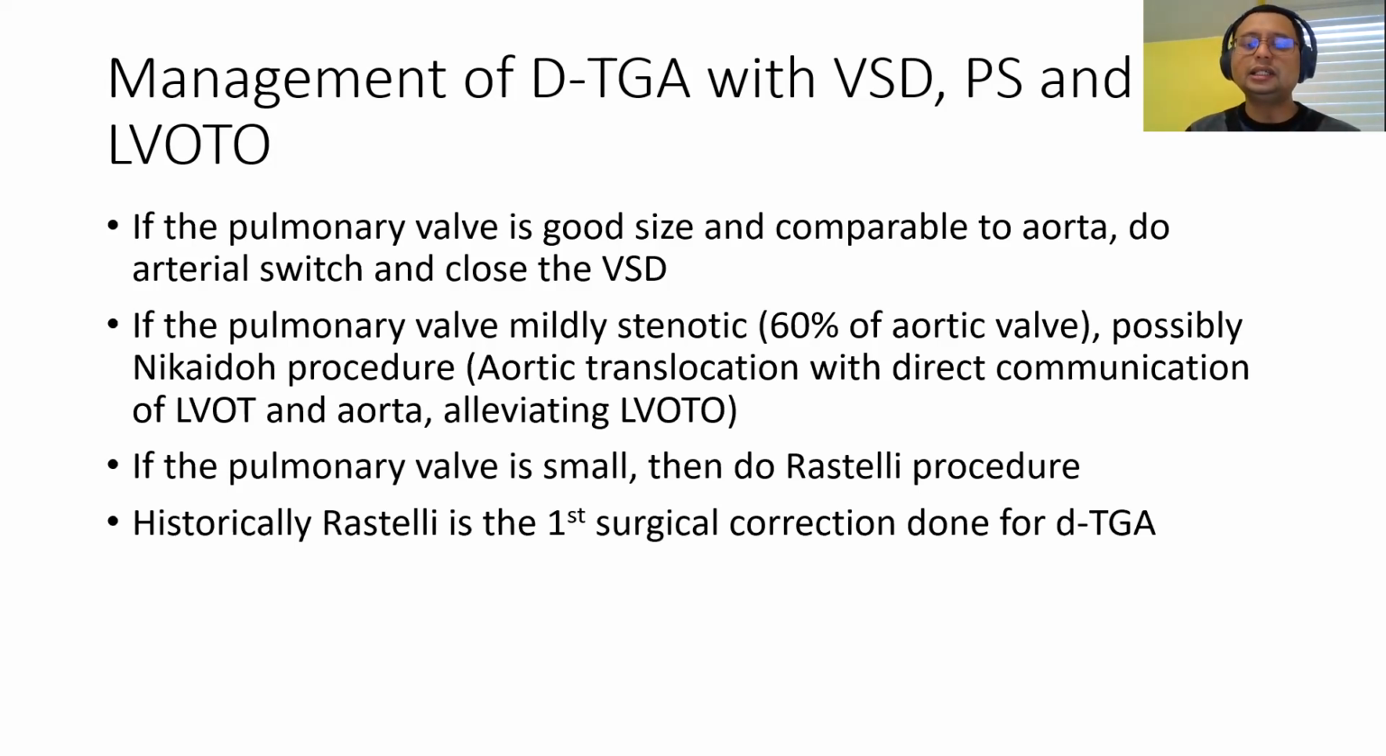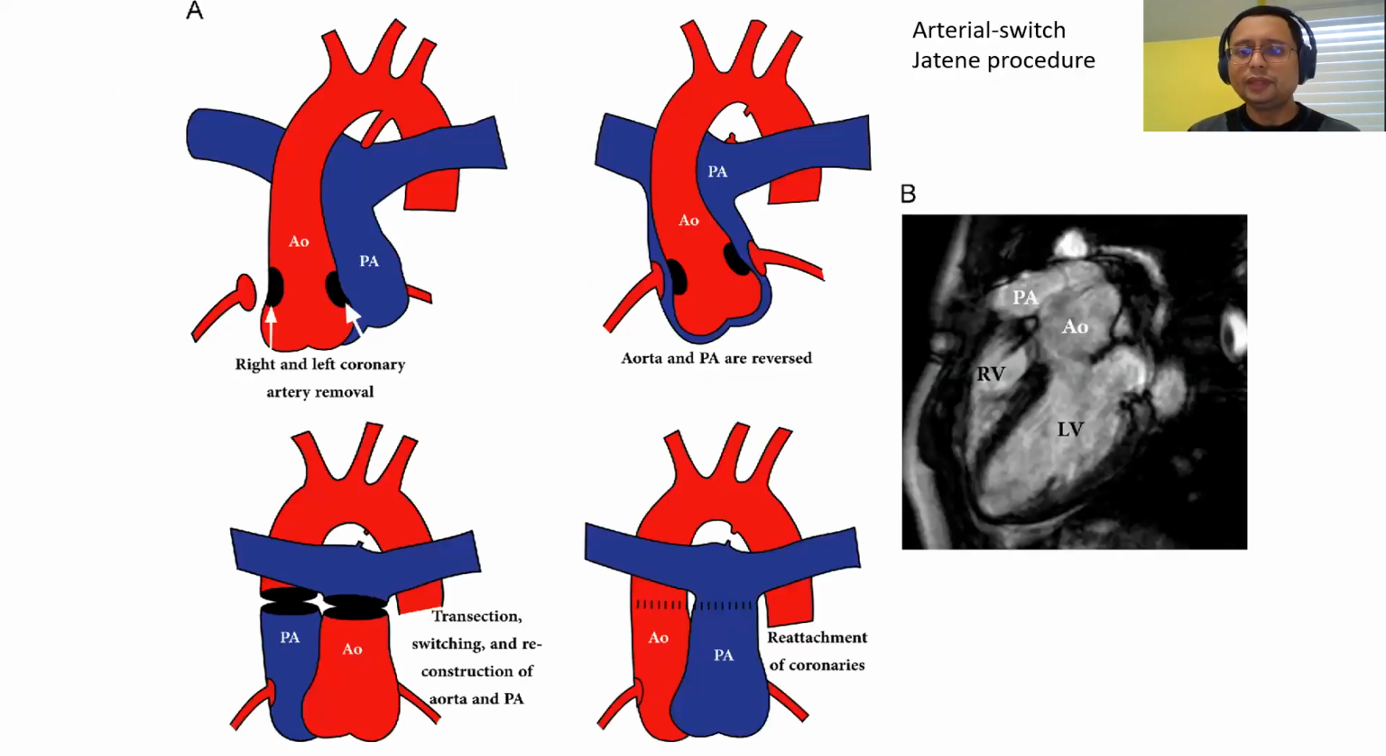This is very tragic. Rastelli was a surgeon at Mayo Clinic. He died at the age of 37. So I just wanted to show you an arterial switch procedure. So what is an arterial switch procedure? The pulmonary artery is coming from the left ventricle and the aorta is coming from the right ventricle. That is not good. That should not happen.